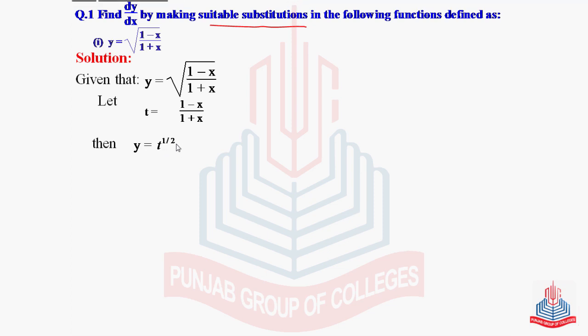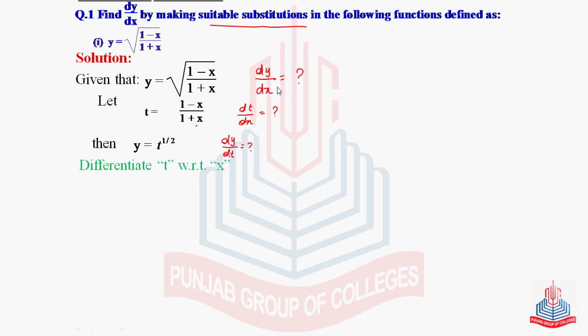Now we have to calculate dy by dx from here, but y is a function of t, so change can be calculated with respect to t, but t is a function of x. So finally we have to calculate dy by dt from here, and then calculate dt by dx, and by joining these two derivatives we will form our required result, which is dy by dx. So differentiate t with respect to x.